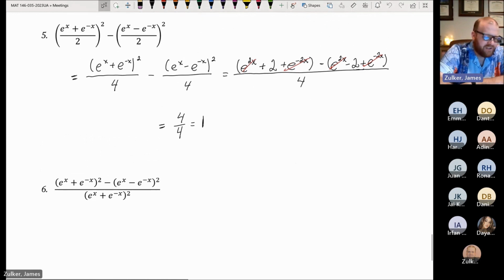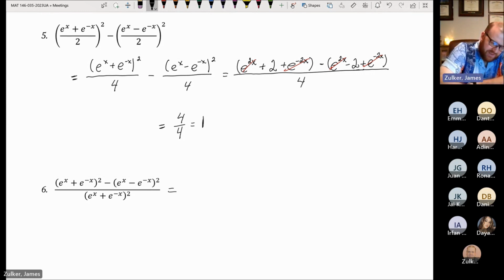Well, you should look at the numerator here. Isn't this numerator the exact same thing we did up here? And we got it to be 4. So no need to reinvent the wheel. That's just 4.